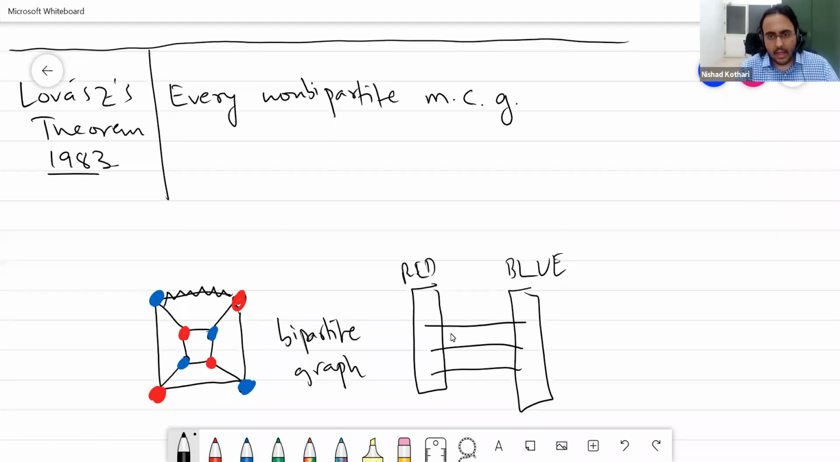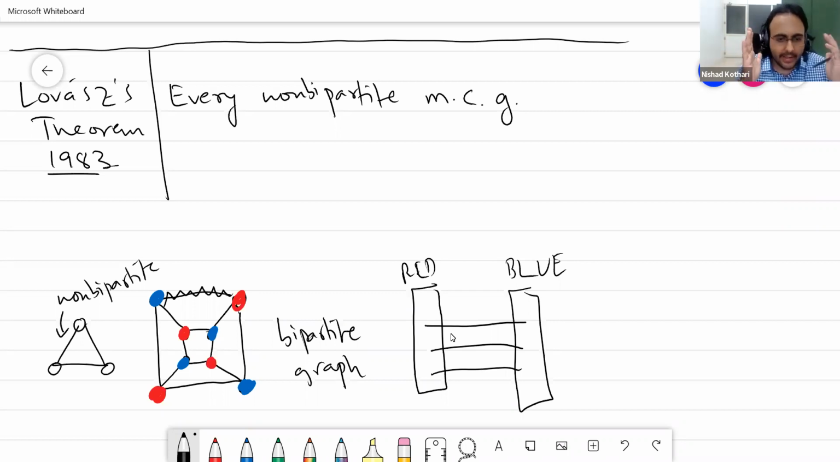Okay. And you can check for yourself that the triangle, for example, is non-bipartite. In general, in graph theory, it is very common that an open problem can be solved for bipartite graphs today, but it cannot be solved for non-bipartite graphs for another 50 to 100 years. And this happens all the time in matching theory. It's a super common phenomenon.